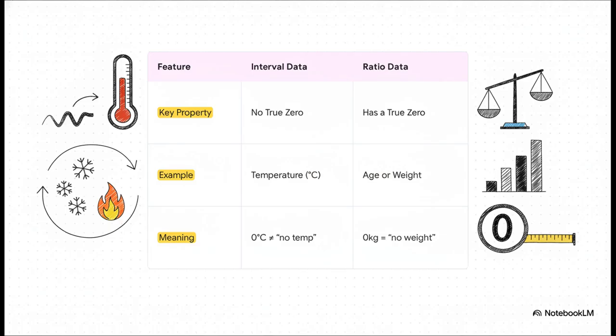But now look at interval data, like temperature in Celsius. 0 degrees doesn't mean there's no temperature or a complete absence of heat, right? It's just the point where water freezes. Because of that, you can't say 20 degrees is twice as hot as 10 degrees. It doesn't work. That true zero is the whole game changer.